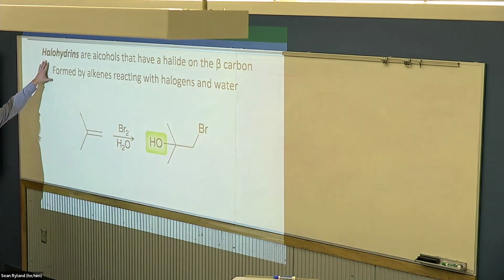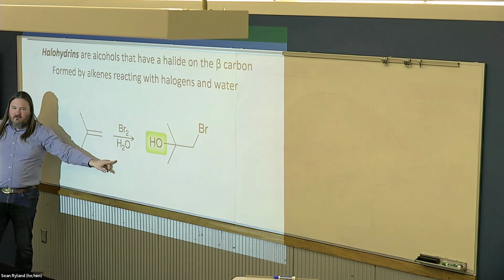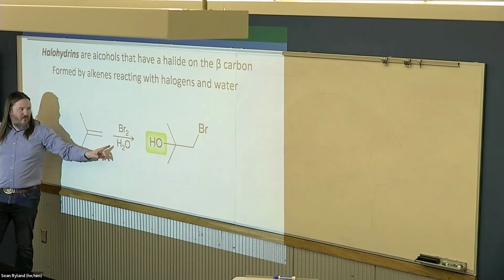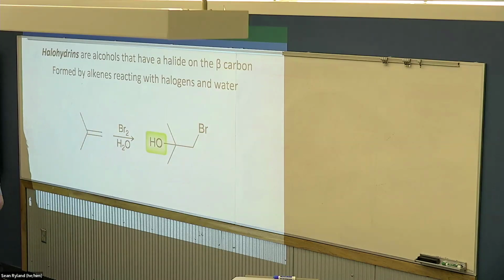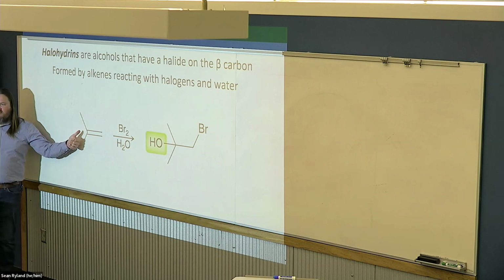We can make a halohydrin by basically doing this reaction in the presence of water. The first step is still make the bromonium ion. The second step, though, is that the water acts as a nucleophile instead of the bromide. So it's still going to be anti. It's still making that three-sided ring. We just have water attaching to the second carbon.